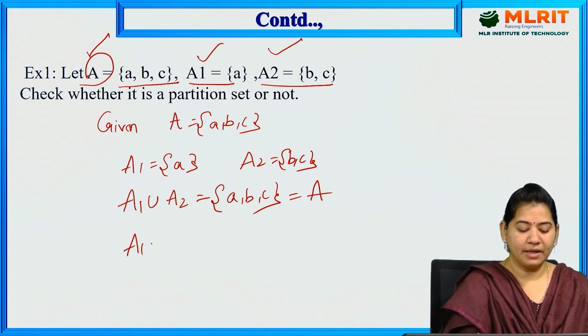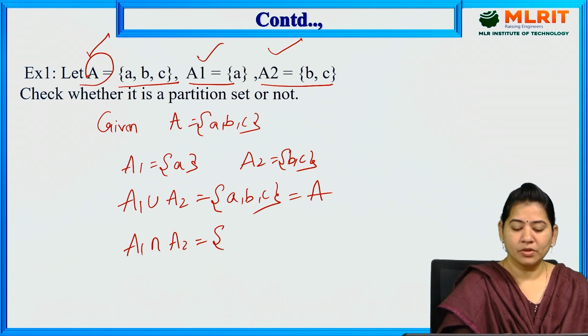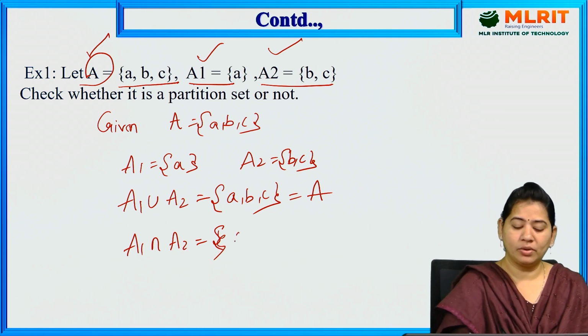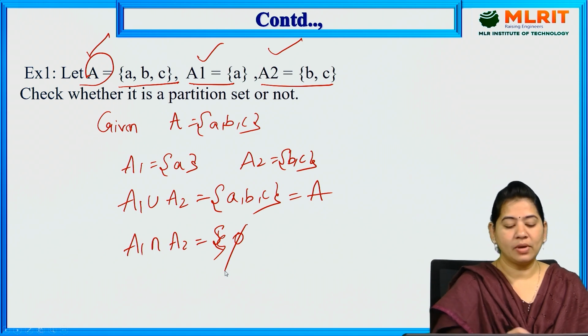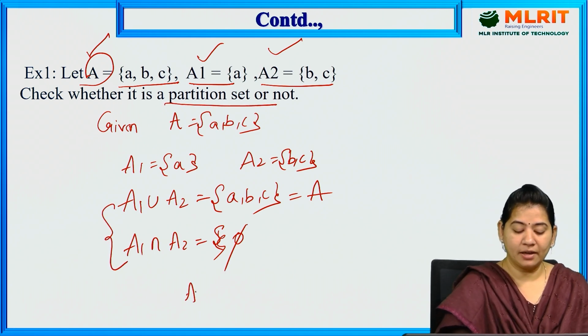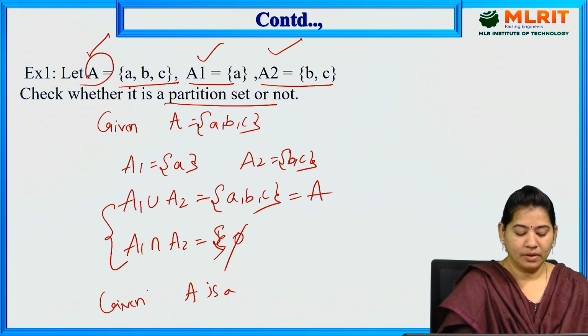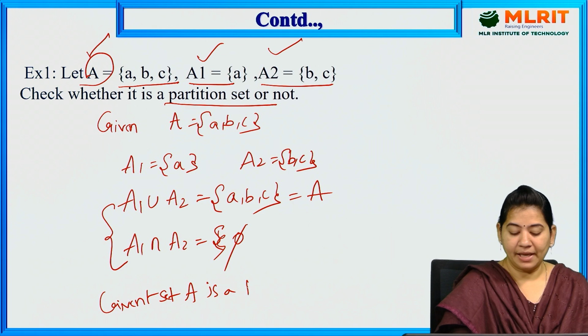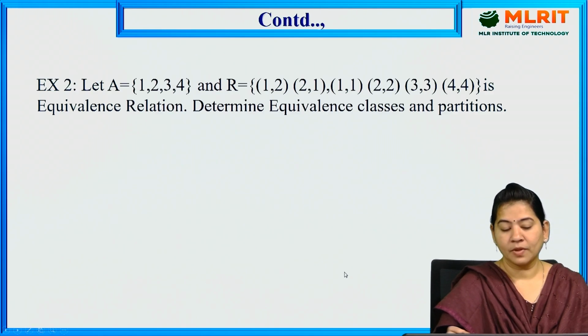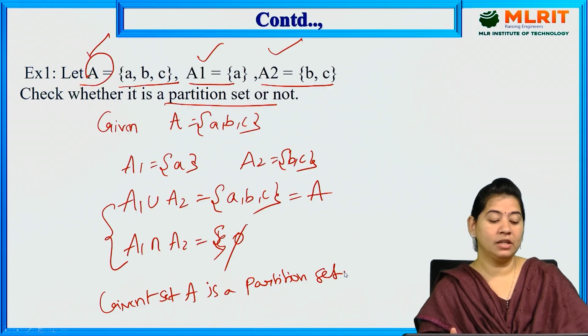Next, if you apply intersection, A1 intersection A2, you will not get anything. Why? Because we don't have any common element. So it is equal to empty set, phi. As these two conditions are satisfied, we can say that the given set A is a partition set. So this is how we need to solve the problems.